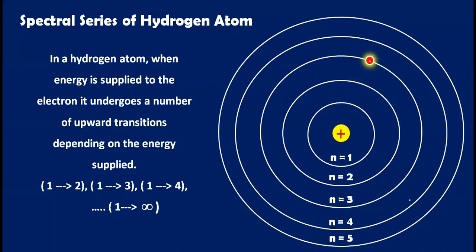If the energy of the photon what we have supplied equals the energy difference between the fourth orbit and the first orbit, then the electron will jump to the fourth orbit from the first. On the other hand, if the energy of the photon supplied equals the energy difference between the fifth orbit and the first orbit, then the electron may undergo the upward transition right from the first orbit to the fifth orbit. So upward transition here refers to jumping of electron from lower energy level to higher energy level. So like this, there are n number of upward transitions possible because there are infinite number of orbits in any atom.